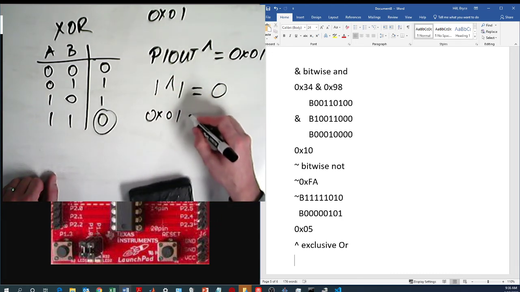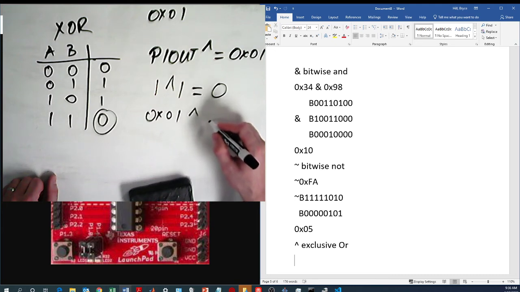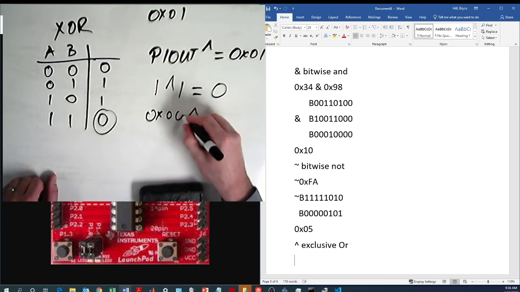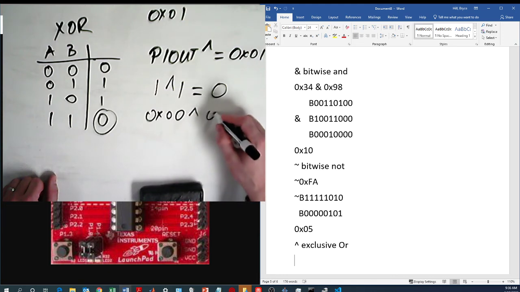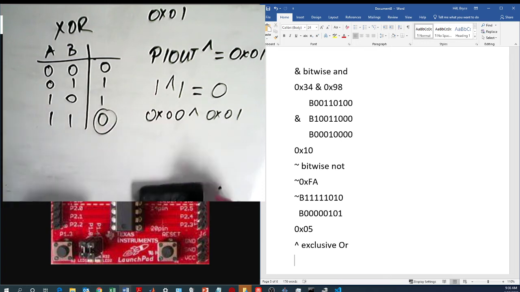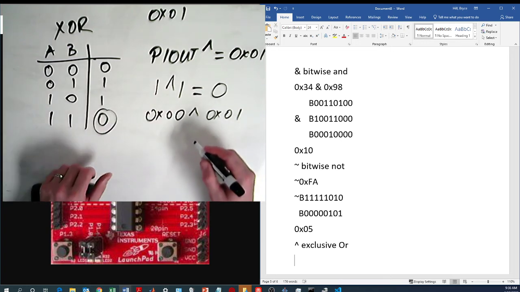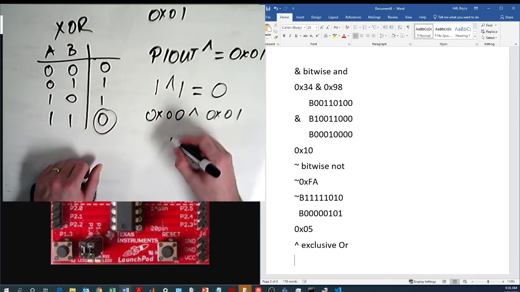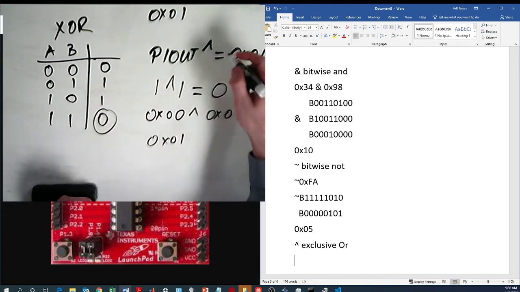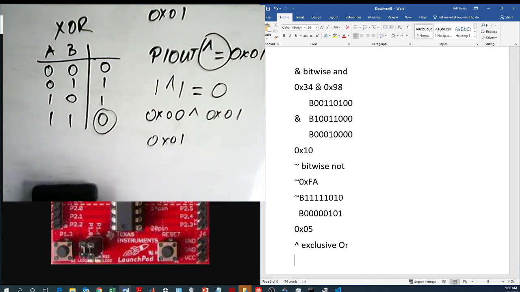Now 0x01 is P1OUT, and we're going to exclusive OR that with 0x01. Well, that means that the two are going to be different, and that's going to result in 1. So now it turns into 0x01. It makes this automatic toggle, which is what exclusive OR does, and they just combine it with exclusive OR equals.